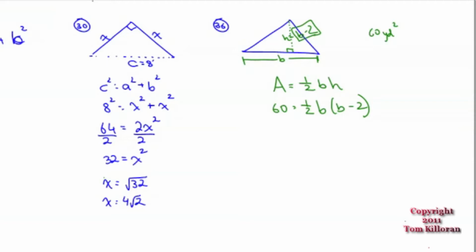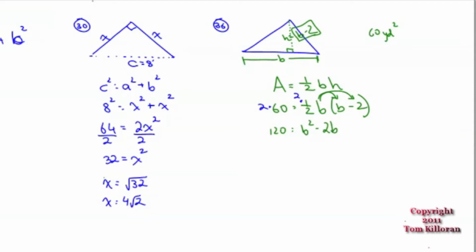What would you do first to solve this equation? What would you really want to do? Get rid of that fraction. So what can I do with the fraction? Multiply both sides by 2. Get rid of the fraction first. And then you can distribute it and it makes it a little bit nicer. All right, so 2 times 60 is 120. If we distribute the b, we're going to get what? b squared minus 2b.